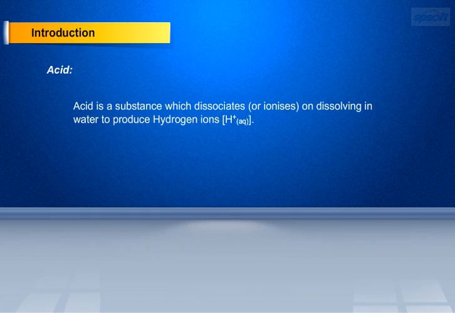An acid is a substance which dissociates, or ionises, on dissolving in water, by producing hydrogen ions, that is H+ ions, in aqueous state. For example, hydrochloric acid, it is in the aqueous state, it dissolves, and gives hydrogen ions, it is in the aqueous state, plus chlorine ions, it is in the aqueous state.